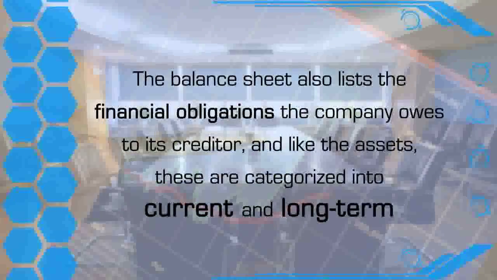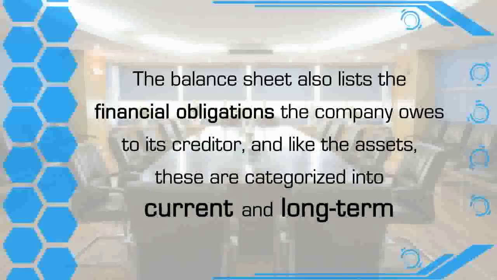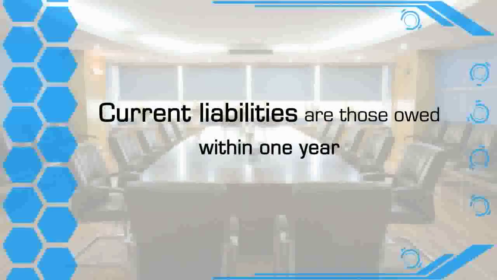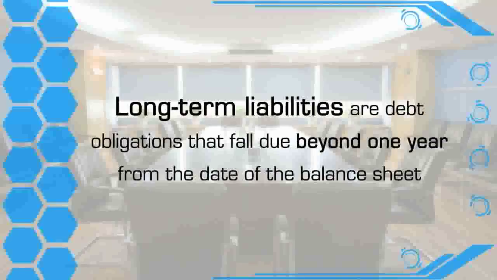The balance sheet also lists the financial obligations the company owes to its creditors, and like the assets, these are categorized into current and long-term. Current liabilities are those owed within 1 year, such as short-term borrowings, accounts payable, and other obligations that are due and payable within 1 year, including near-term payables on long-term loan borrowing. Long-term liabilities are debt obligations that fall due beyond 1 year from the date of that balance sheet. These include mortgages on land and buildings and other long-term debt obligations.